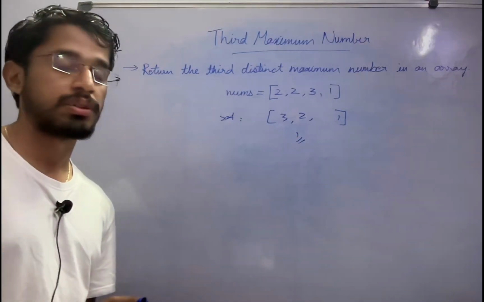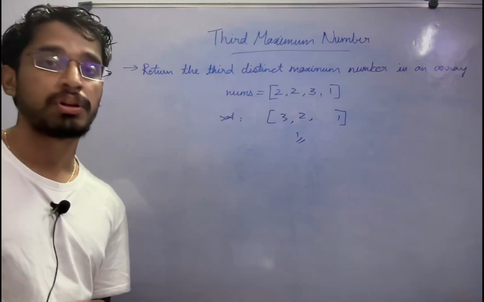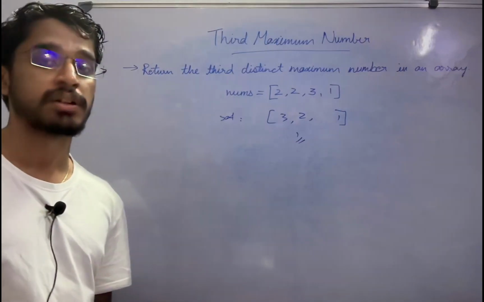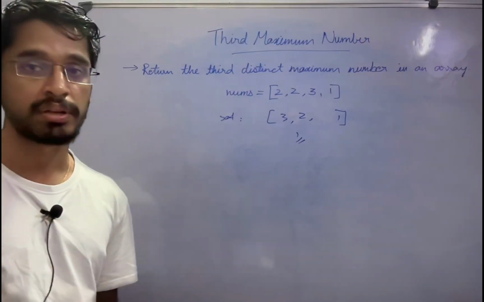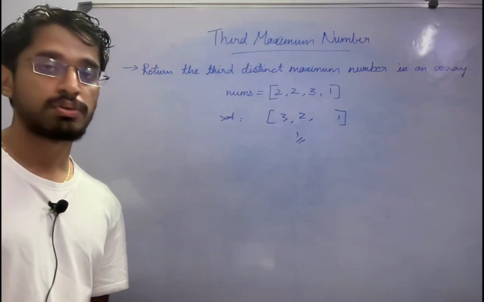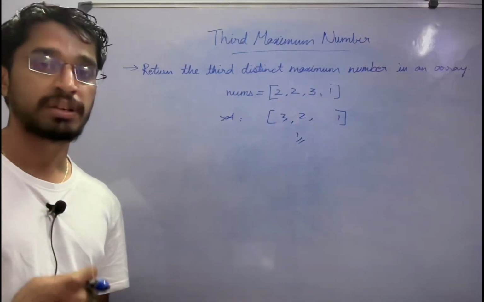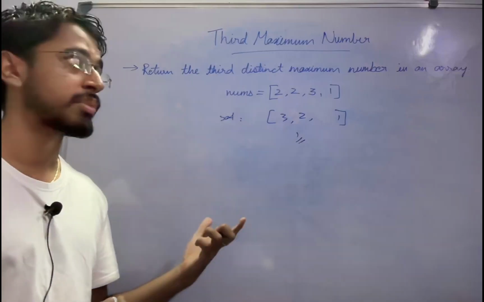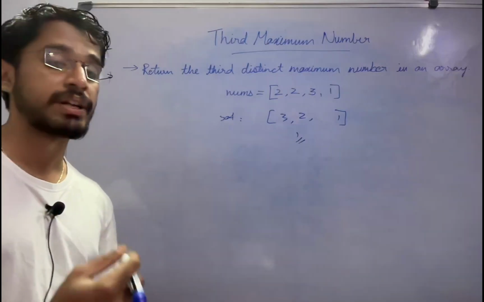You see that the sort operation is not very cheap. It has a time complexity of O of n log n, so we have to compromise a little bit on time complexity. So how can we make this better? Is there a way to achieve this in O of n time complexity?